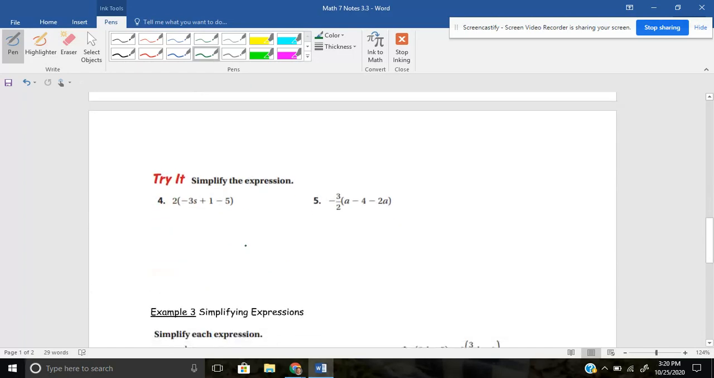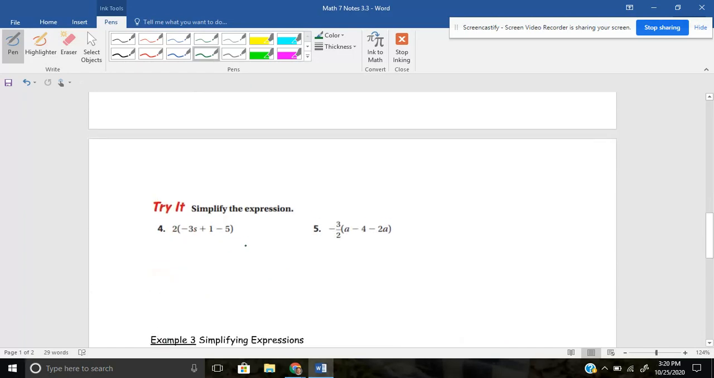Why don't you pause again and try that the same way for numbers 4 and 5. Again, I prefer to add my like terms first, so I'm going to combine these like terms first. So if I did that, I would have 2 times negative 3s plus 1 minus 5 is negative 4. Okay.